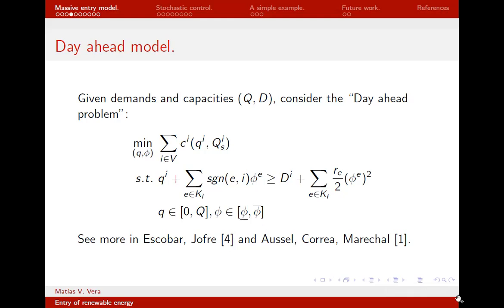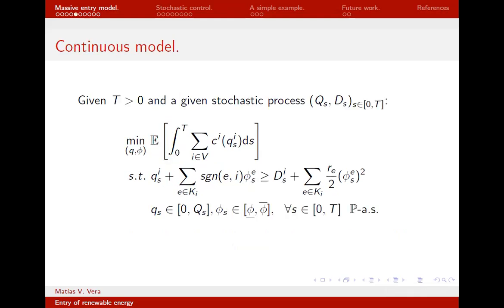So what happens if we do not want a day ahead model, but we want a continuous model? Well, we can only think of it as a process demand, a process capacity, and since it is stochastic, we ask for a running cost. We take the expectation, and then this constraint, we needed P almost surely.